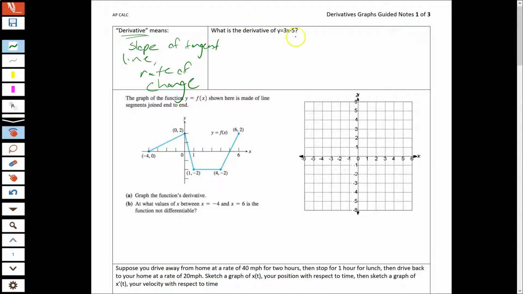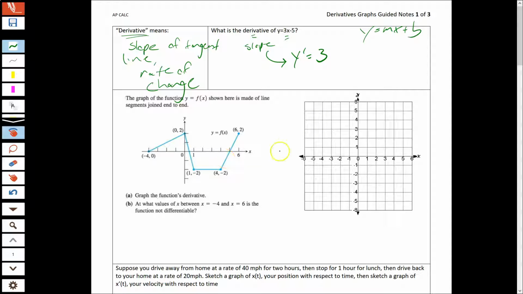So first of all, let's just think about this for a second. So we have a y equals mx plus b line. What's the derivative of y equals 3x minus 5? Well, if derivative means slope, then the derivative, we'll call it y prime, is 3, because that's the slope of my function. Slope is my m, right?